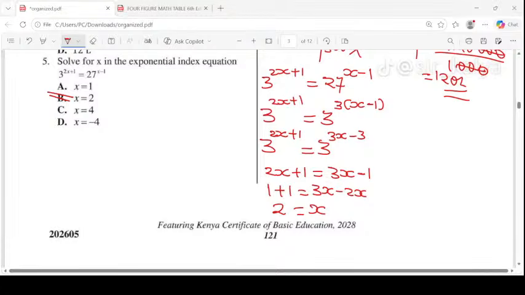The value of x is exactly equivalent to 4. Let us make progress, ladies and gentlemen.